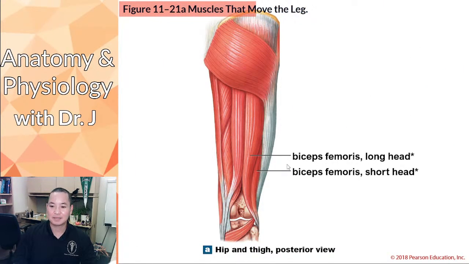So again, biceps, two heads, but it's not the biceps brachii, because brachial refers to the arm. This is the biceps femoris, right? The biceps femoris, on the femur, but there are two heads.